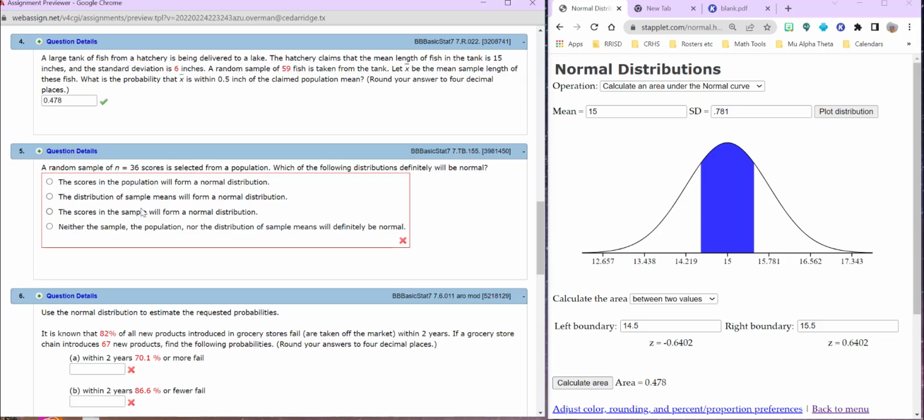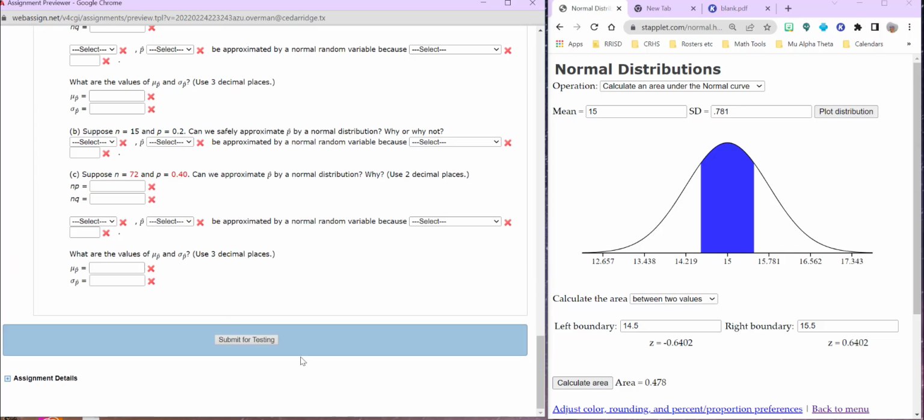Now, on the other hand, if I looked at the means, that should be good. The distribution of the averages. So the scores in the population, I'm looking at individuals here. Sample means, I'm looking at the average for 36 people, and that should be good. The scores in the sample, who knows what they'll be? You never know. So the sample means will form a normal distribution. So we'll go ahead and submit that.